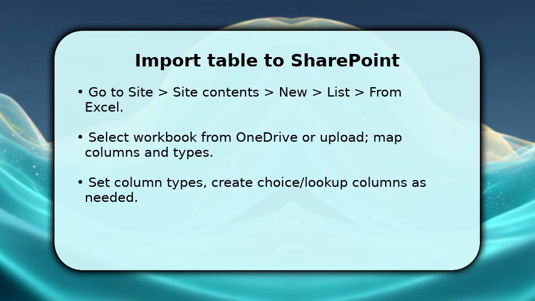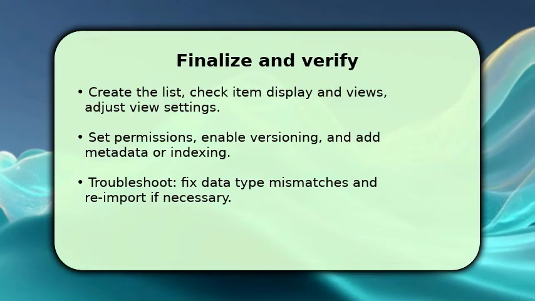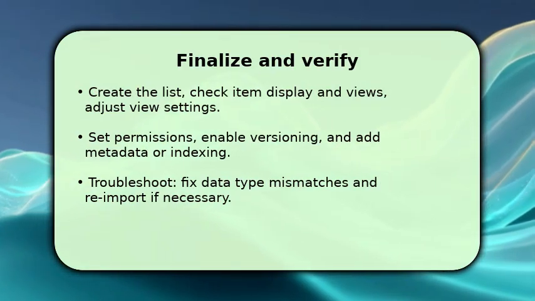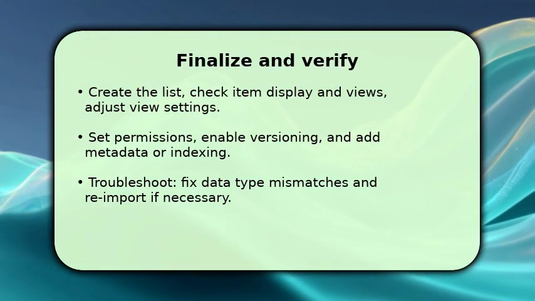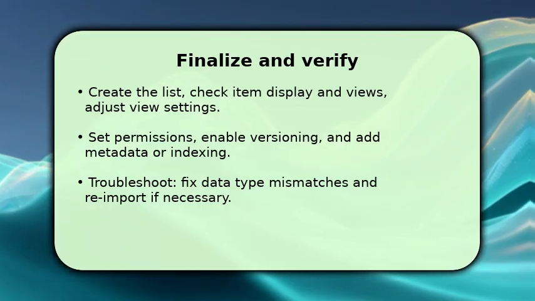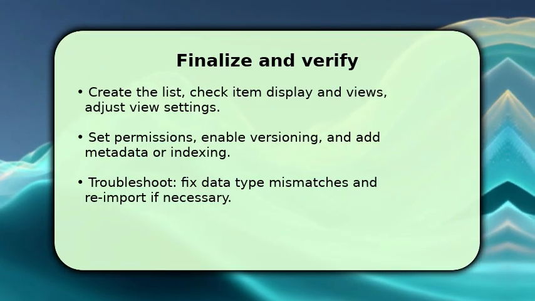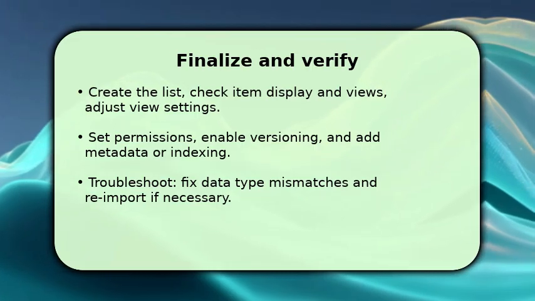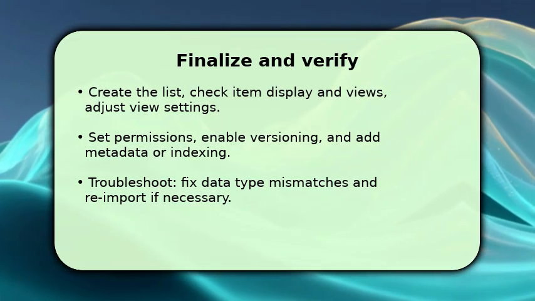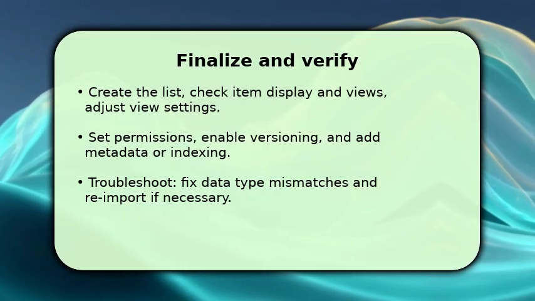You create the list and then immediately verify that items display correctly in default views, because visual checks catch mapping errors quickly. Once done, configure views, enable versioning, set permissions, and add metadata or indexed columns for performance. These steps make the list usable and secure.